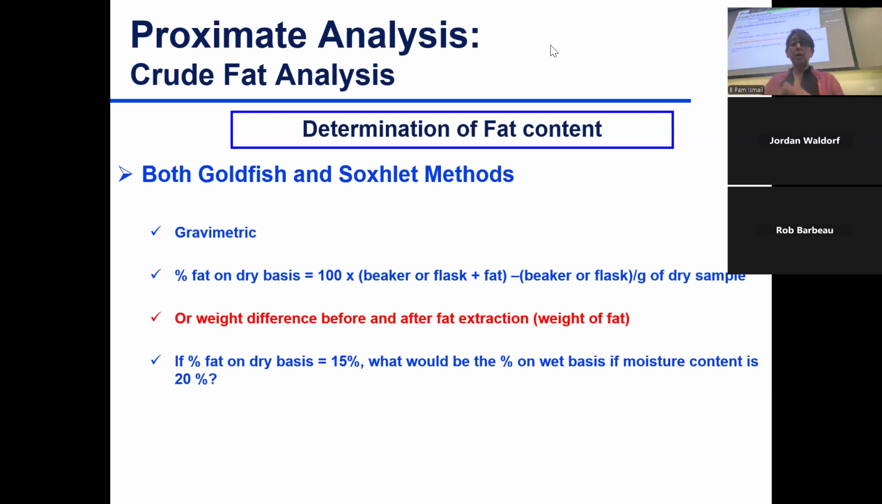So you did fat content for cheeses on dry basis for Soxhlet. Okay, so this is part of the calculations that you will be doing. The difference in weight will give you the amount of fat divided by grams of your dry sample, if it's cheese in this case, times 100 gives you the fat percent on dry basis.